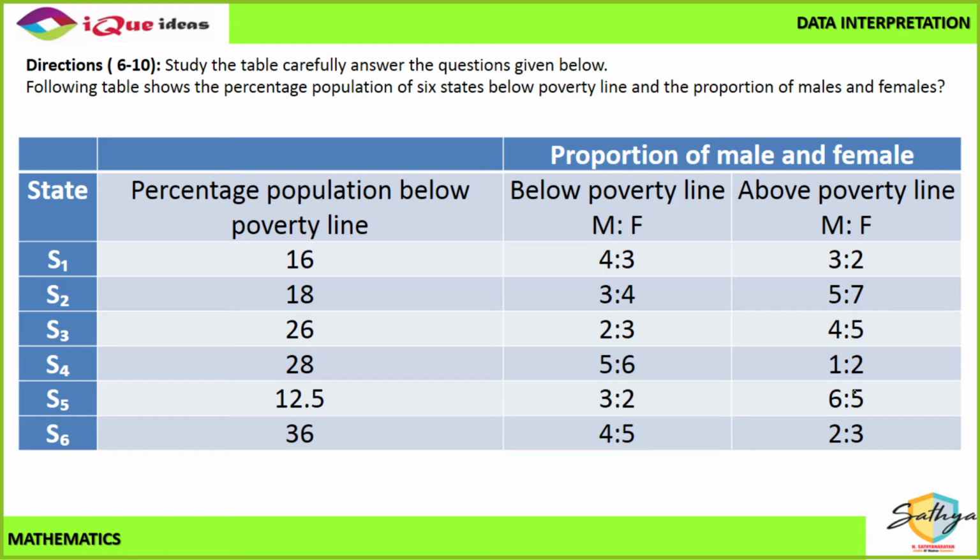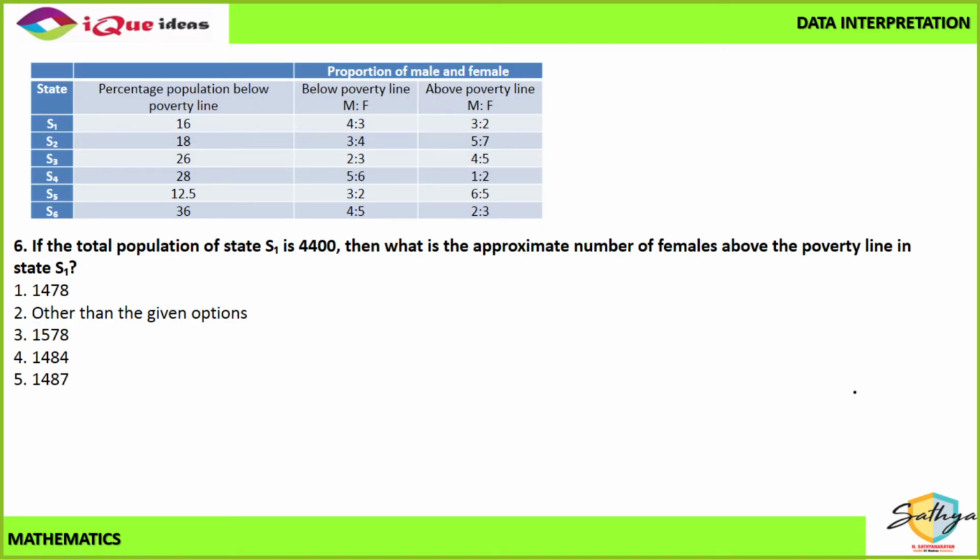Did everybody understand this basic data given in the table? Did everybody understand what this data represents? Okay. So using this data, let's see these questions. First one, if the total population of S1 is 4,400, then how many females are above the poverty line?